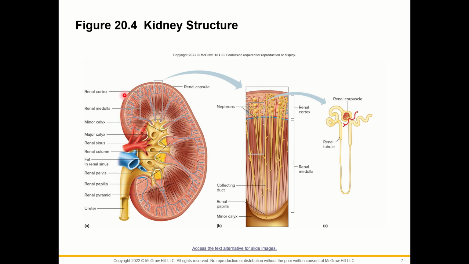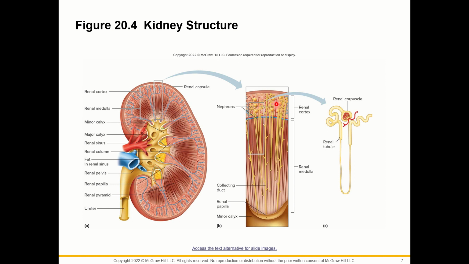So we see the renal capsule surrounding the entire kidney. And here's the renal cortex, kind of surrounding the body of the kidney. The renal medulla is in the middle here, and it kind of looks like these fish tails, is what they look like to me. And then the minor calyx, which leads into the major calyx. And then here's the renal sinus. It's an opening.